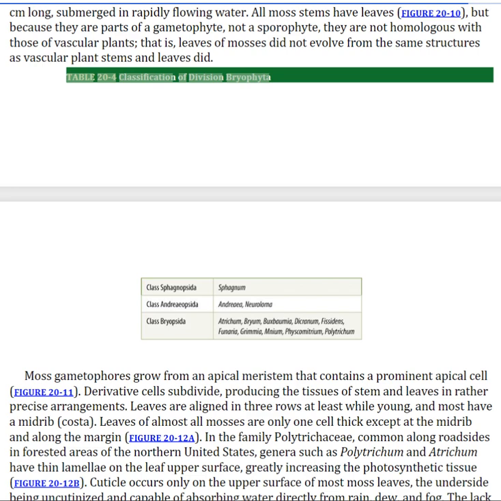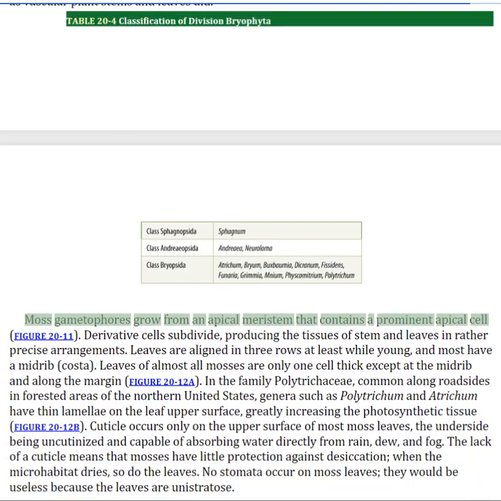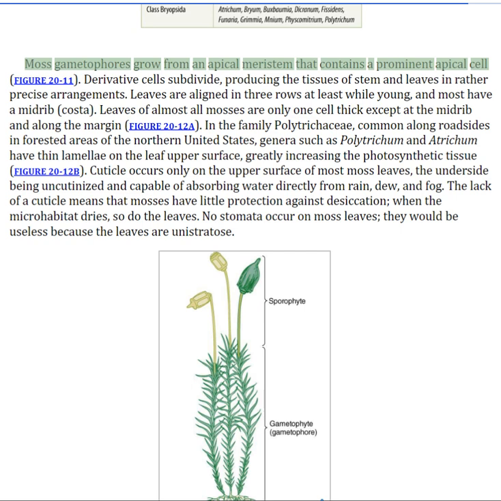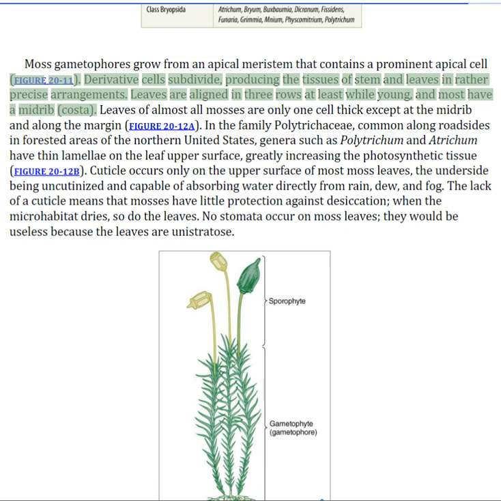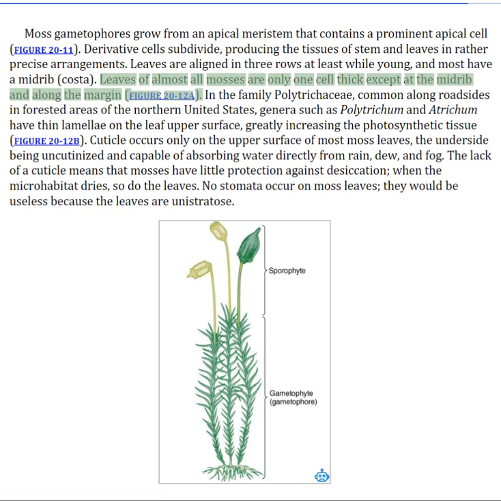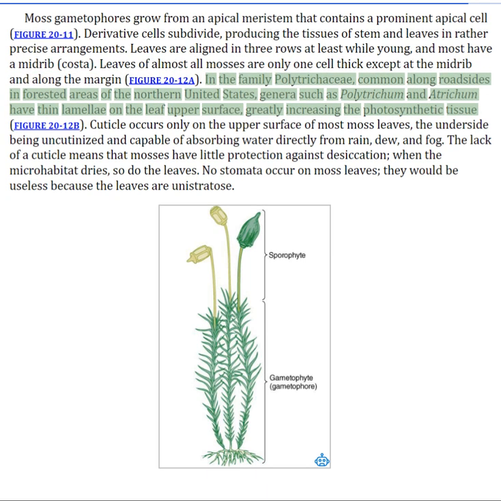Table 24 Classification of division Bryophyta. Moss gametophores grow from an apical meristem that contains a prominent apical cell. Derivative cells subdivide, producing the tissues of stem and leaves in rather precise arrangements. Leaves are aligned in 3 rows at least while young, and most have a midrib. Leaves of almost all mosses are only 1 cell thick except at the midrib and along the margin. In the family Polytrichaceae, common along roadsides in forested areas of the northern United States, genera such as Polytrichum and Atrichum have thin lamellae on the leaf upper surface, greatly increasing the photosynthetic tissue.